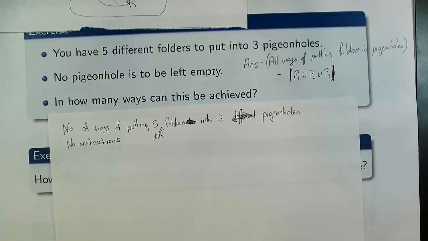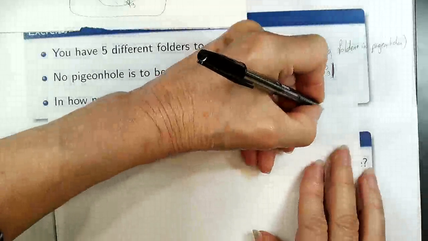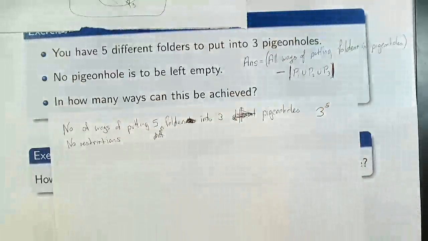So we've got 3 times 3. Task 3, Joe's folder. How many choices? 3. And the 4th folder? And the last folder? 3. Right, so it's 3 to the 5th. In other words, trying to find the total number of functions. Total number, that's right.